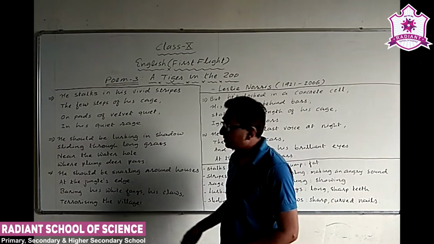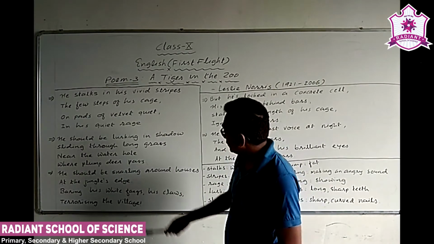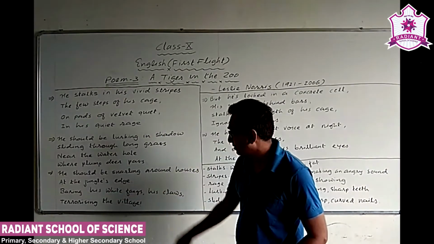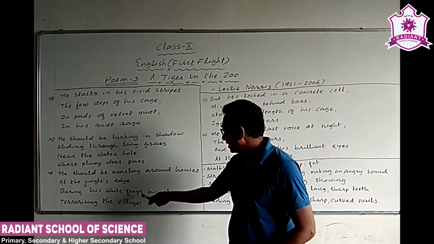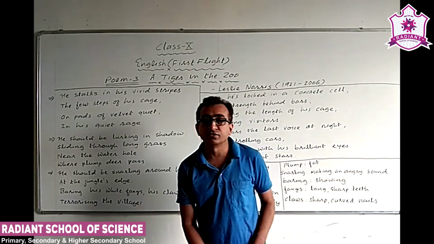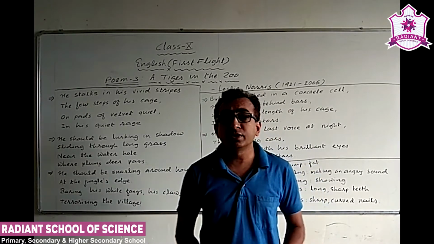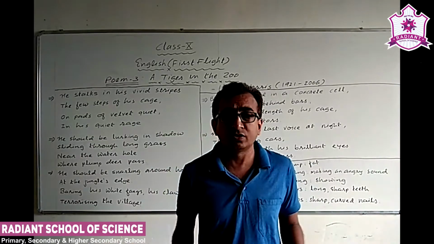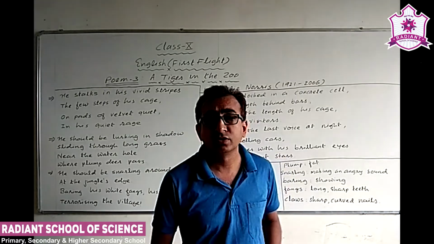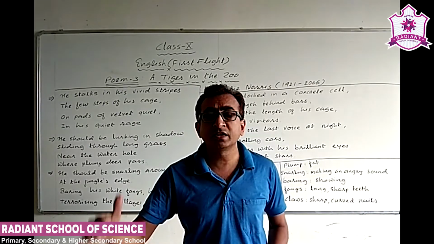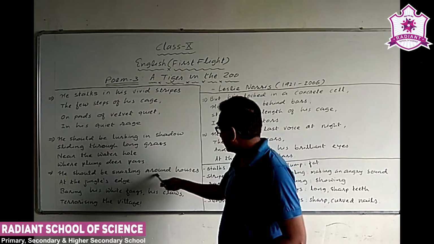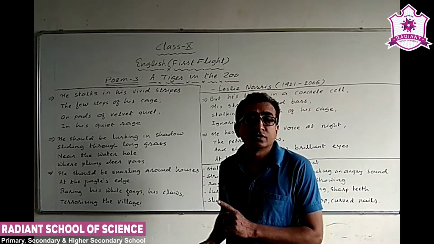Let's move on. The third stanza. He should be snarling around houses at the jungle's edge, baring his white fangs, his claws, terrorizing the village. The poet further expands his notion of the sort of independence the tiger should have. Apart from moving in the wilderness of the forest, he should also be snarling around the houses.